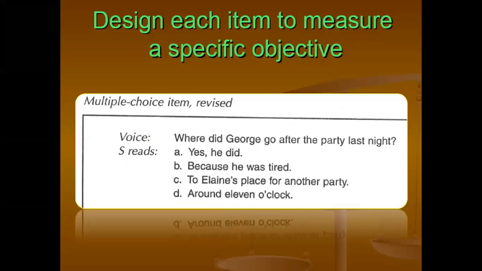Okay, here we have another example. We have an example of a multiple choice item. The stem is, where did George go after the party last night? And the options are A, yes, he did. B, because he was tired. C, to Elaine's place for another party. And D, around 11 o'clock. Which one do you think is the correct answer?